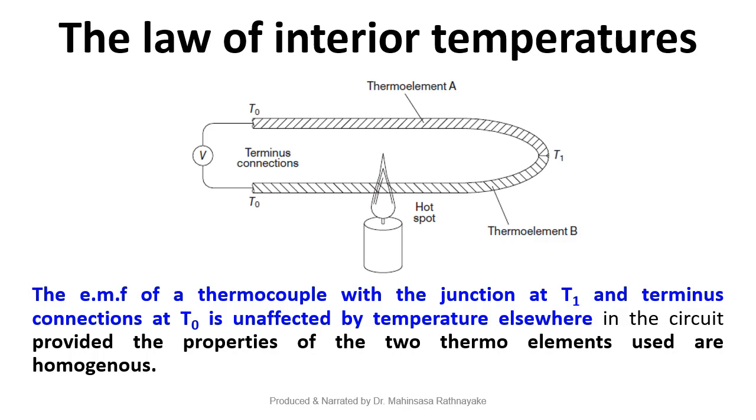So if they are having homogeneous properties, the electromotive force is unaffected by the temperature elsewhere. So here we have T0 temperature, and at the junction we have T1 temperature. So they are independent. They are not affected by the hotspot temperature available somewhere.